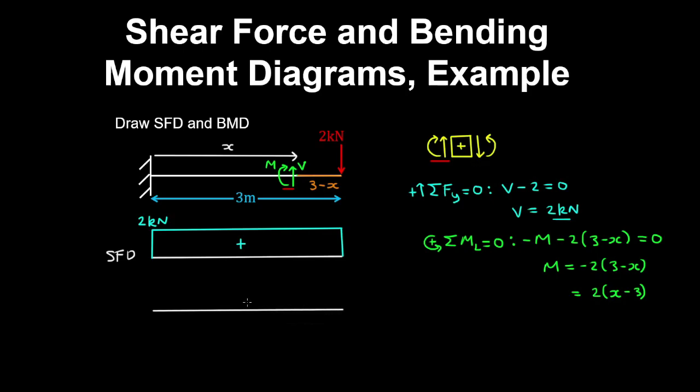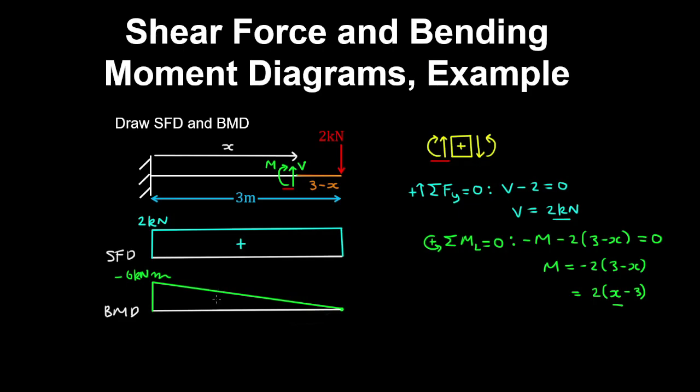And now drawing the bending moment diagram, at x equals 3 meters, we have a 0 bending moment, and at x equals 0 meters, we have minus 6 kilonewton meters. And the bending moment diagram varies linearly, so it looks something like this.